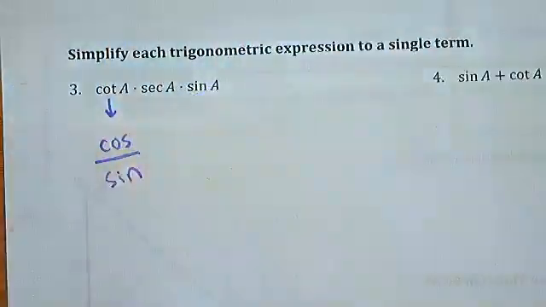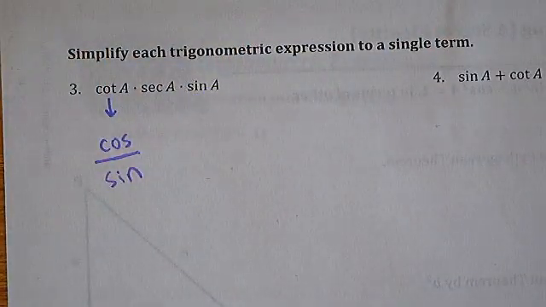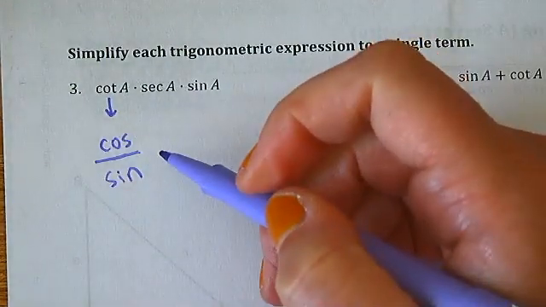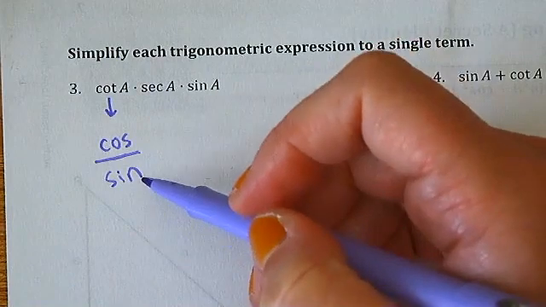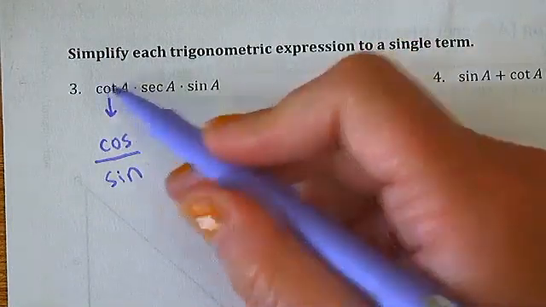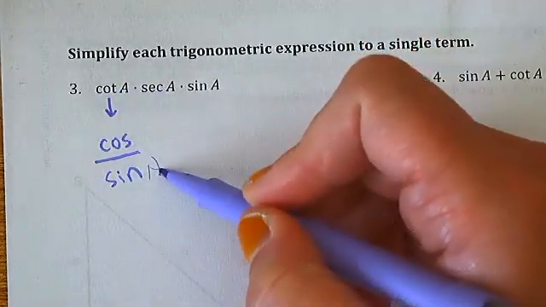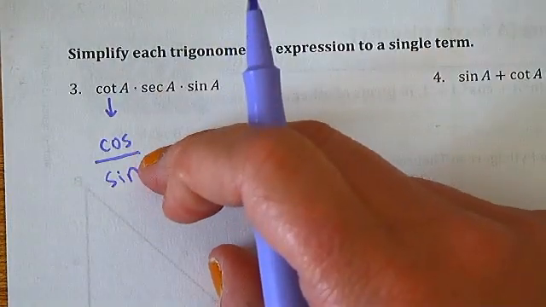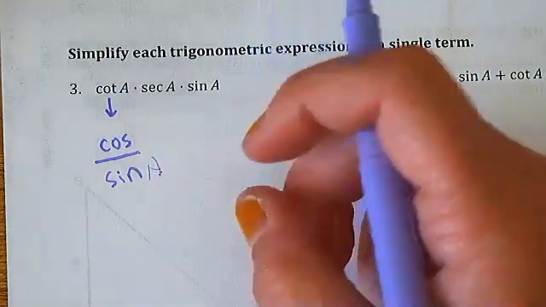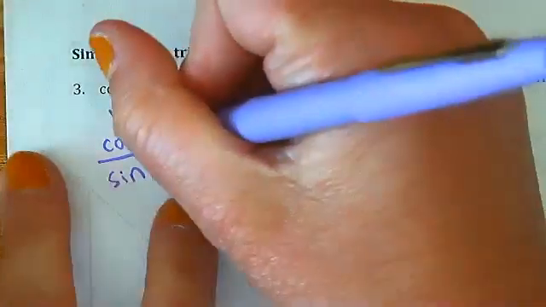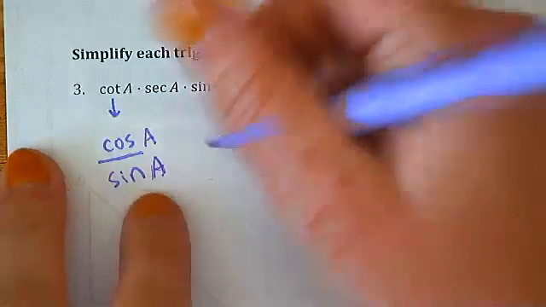Now, I get a bit lazy when I do this, which drives some teachers insane. I don't put the A or I don't put the theta. I just get lazy and I write cos over sine. So if you guys want to include that A, like cotan of A equals cos of A over sine of A, that's totally fine. But just know that I don't do that because I'm lazy. So there we go. That's substitution 1. I'll just do it for now because I wrote that A and that's going to bother me.